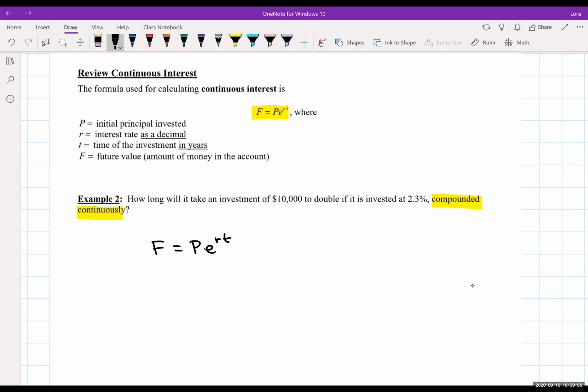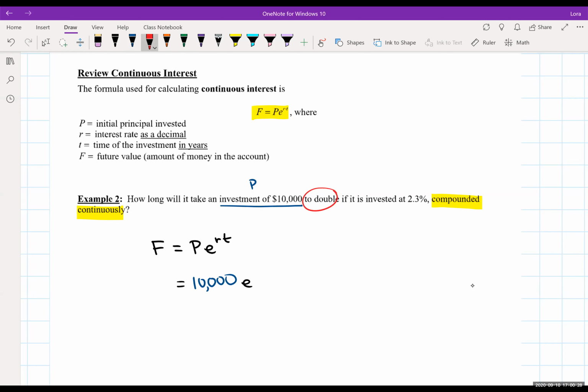Now, the theme of this section really is that we're plugging in for every variable. We're going to be missing one variable that we're asked to find. So we'll just go through and see what we can plug into the formula. We're asking ourselves, how long will it take an investment of $10,000? So investment is your principal, so that's going to start off with $10,000. e is e. To double, and I'll get back to that in one second.